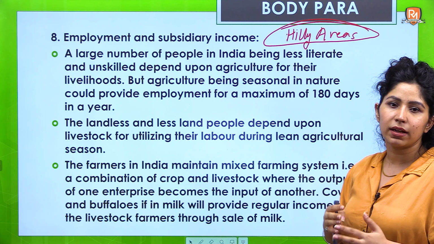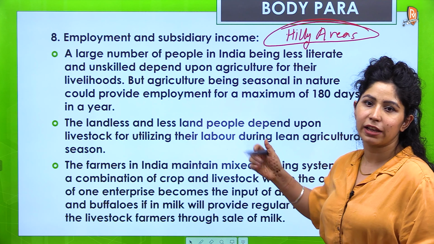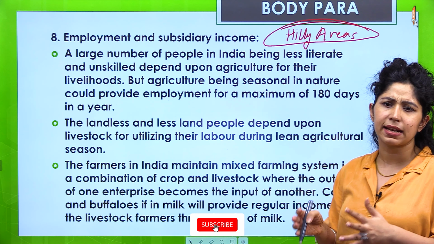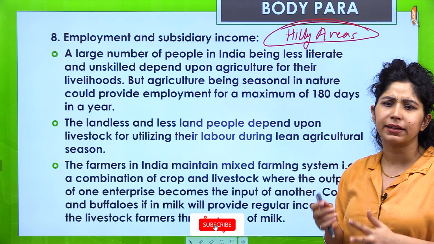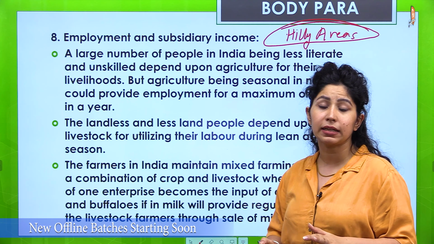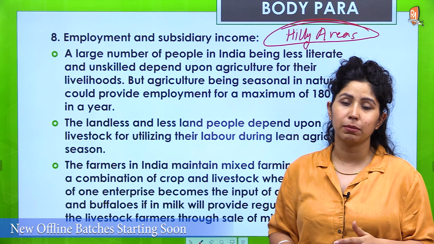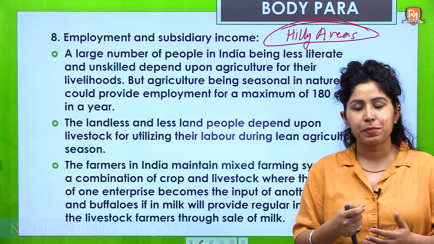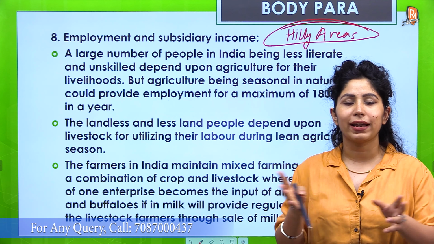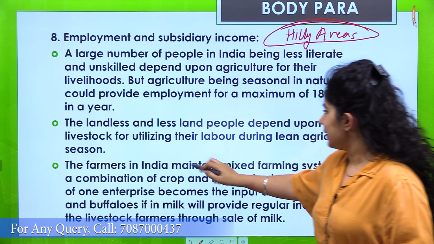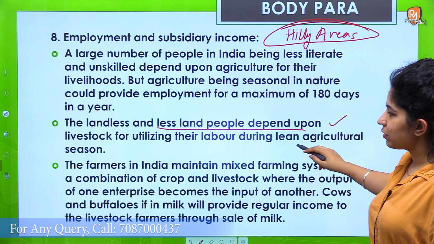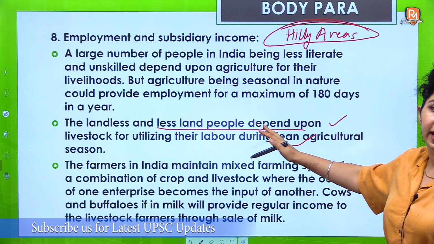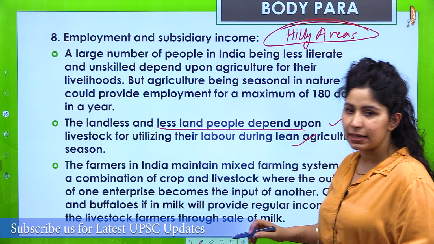The other one is the employment and subsidiary income. A large number of people in India, it is said that around 3/4 of rural people have their stakes in livestock. They are employed in livestock. In fact, for farmers or agricultural laborers who do not have land of their own, the landless and less land people depend upon livestock for utilizing their labor during lean agricultural seasons.